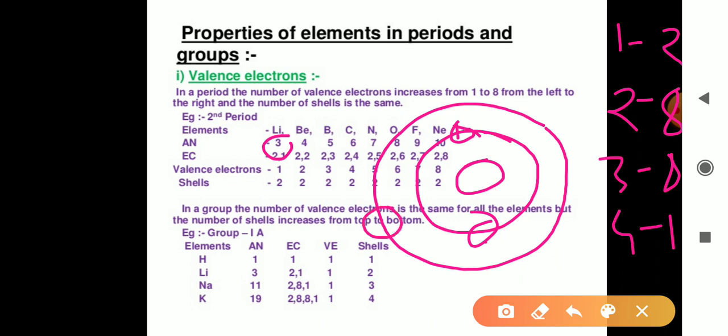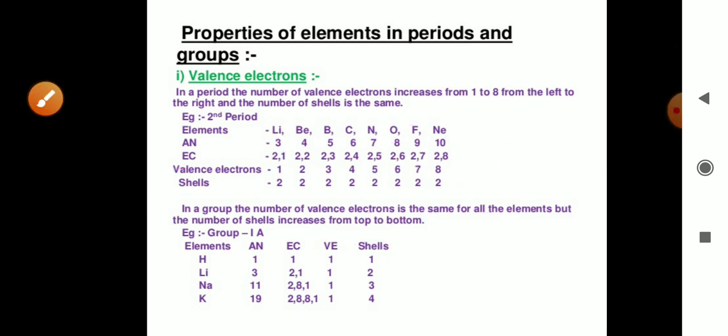Now this second shell is the outer shell for lithium, and this outer shell contains 1 electron, and therefore the valence electron for lithium is 1. And see, the number of shells is 2, the first shell and the second shell. So the number of shells is 2 and the valence electron is 1, because 1 electron is present in the second shell. So this is about lithium.